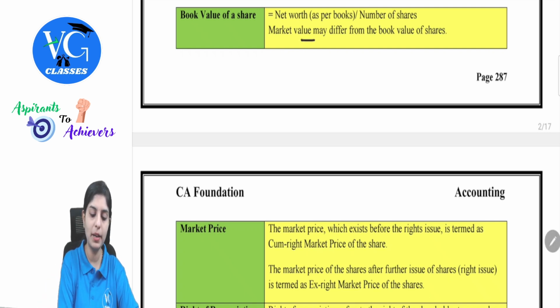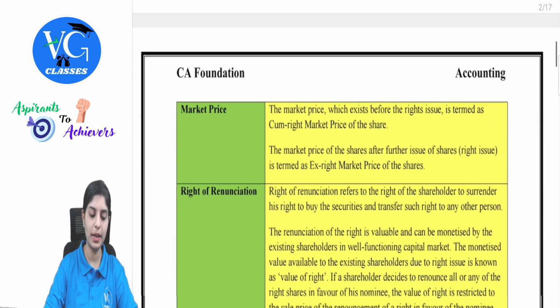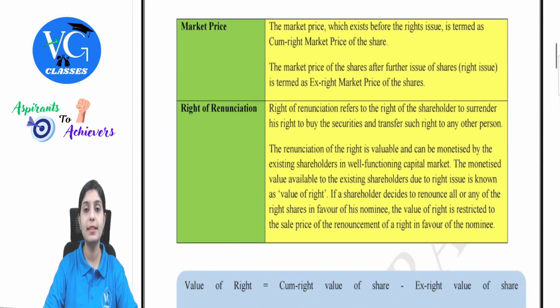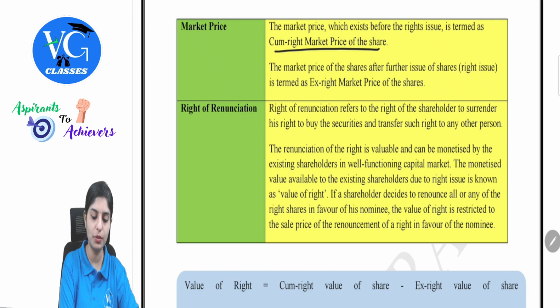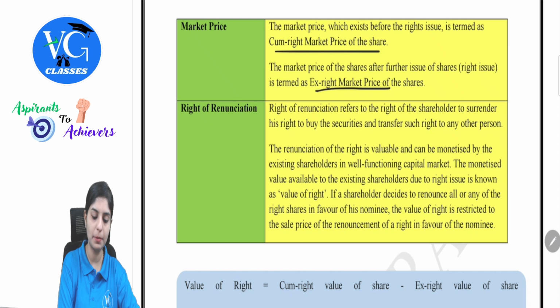So market value may differ from the book value of shares. What did we calculate here? Book value. There is another value called market value. Next, market price. The market price which exists before the right issue is termed as cum-right market price of the share. These are the points which we are going to figure out in this right issue: cum-right market price and ex-right market price.